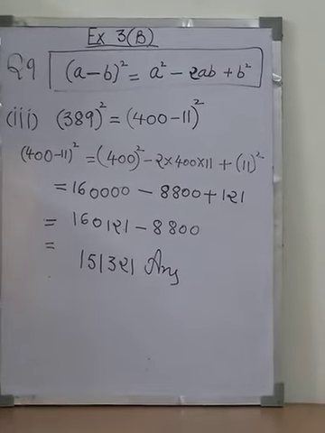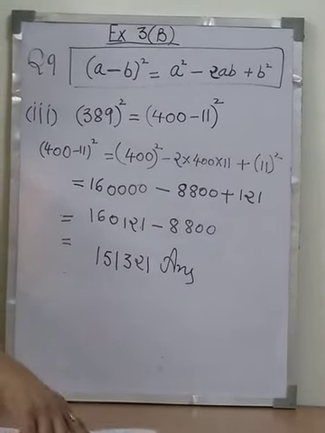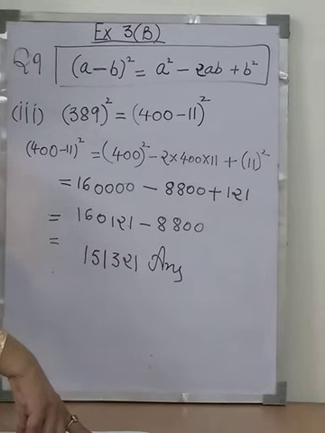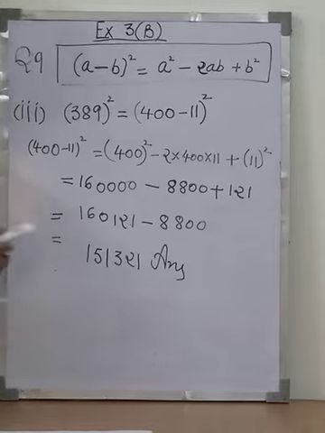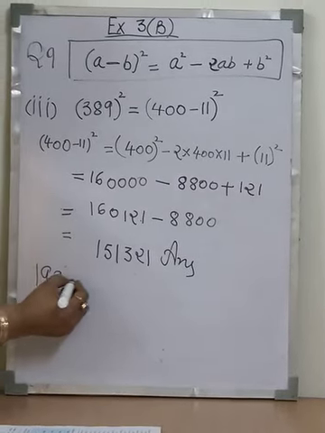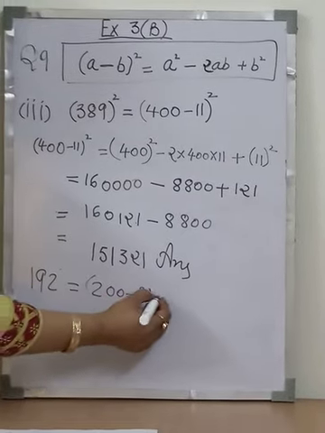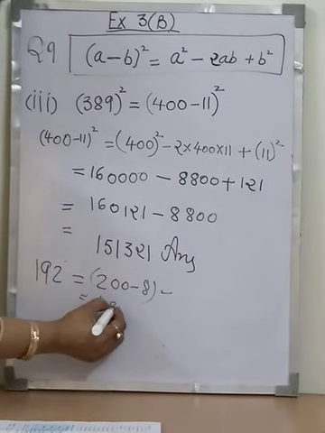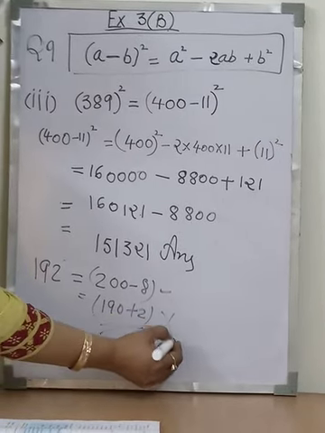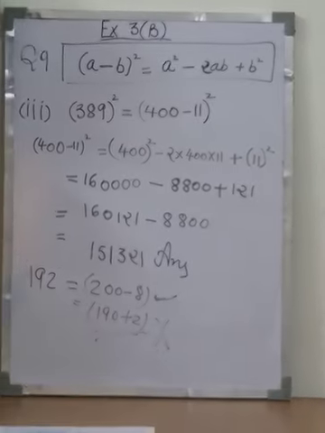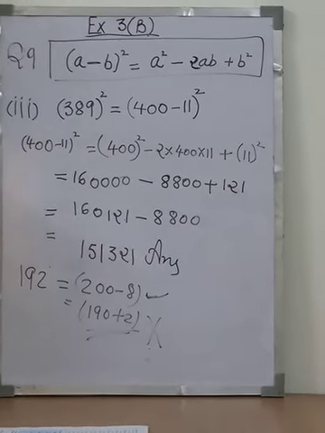Hope you can do the remaining parts of question number 9. See, the 9 second part is 192. So in place of 192, what can we write? 200 minus 8. Do not write 190 plus 2. This will make your calculation difficult. So avoid it and do it with this. Okay. Then I will discuss question number 10 with you.